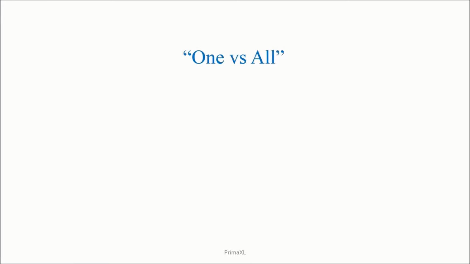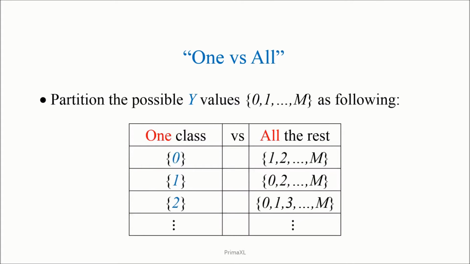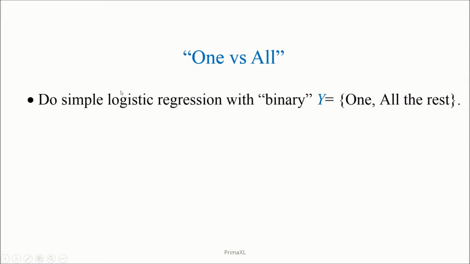In order to implement the method 1 versus all, we should partition the possible values of y in the following way. On one side, you have one possible value, and on another side, you have all the rest. For example, you have 0 on the left and all the rest on the right. You have 1 on the left and all the rest on the right, and so on. So the idea is to do simple logistic regression with y, which is again binary, 1 or the rest. And repeat this for all the partitions.